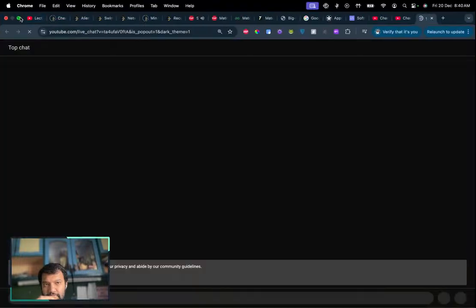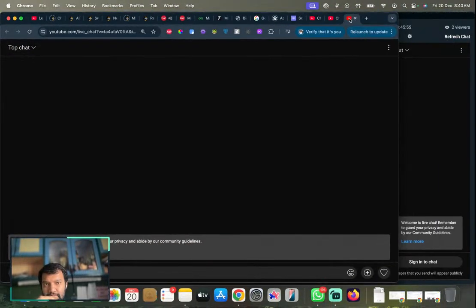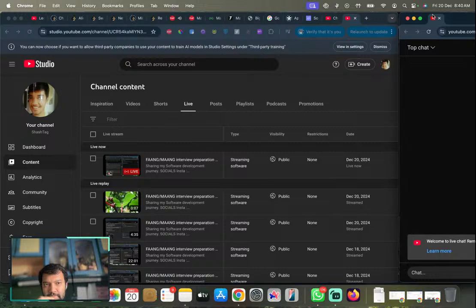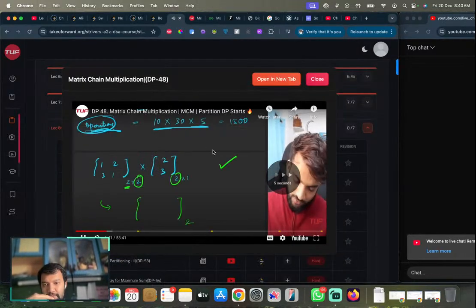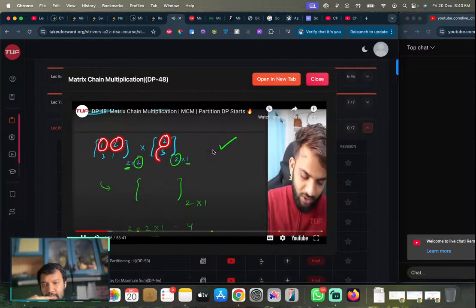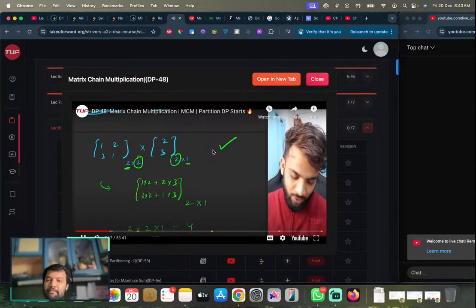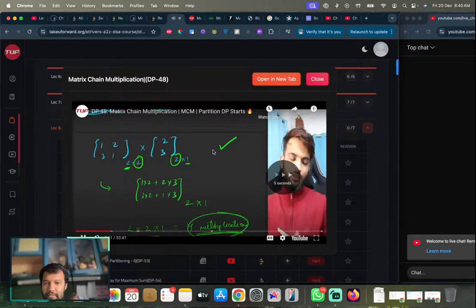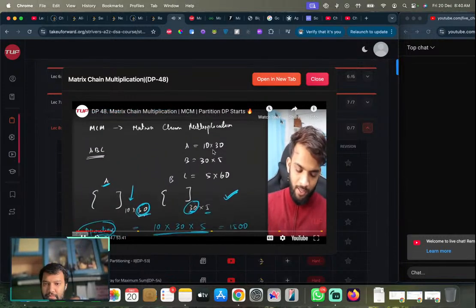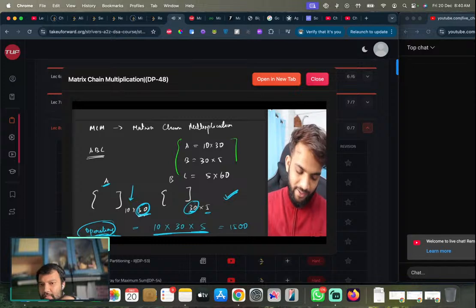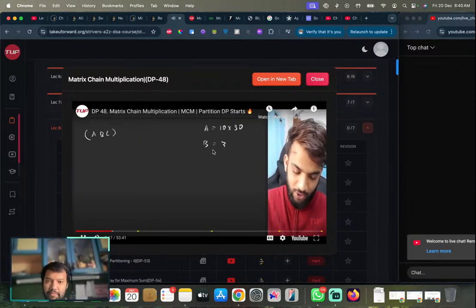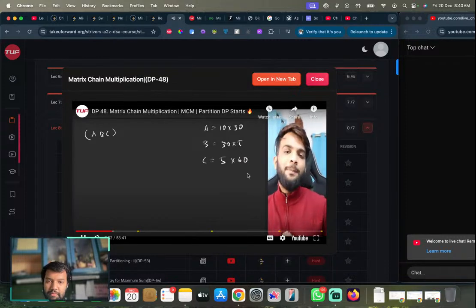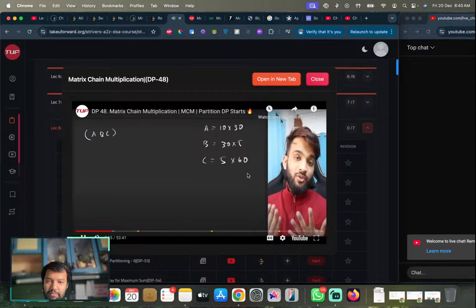Now, if I'm multiplying matrices like this, how many operations do we generally do? So assume I give you these three matrices. Let's again write them: A is 10 cross 30, B is 30 cross 5, C is 5 cross 60. Now, if I ask you to multiply them, what are the ways that you can multiply?